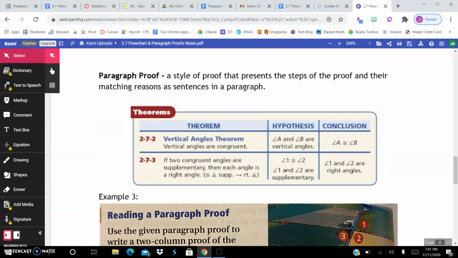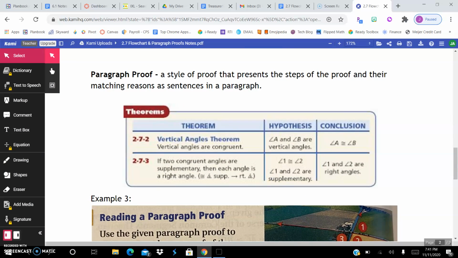And then we're going to talk a little bit about a paragraph proof. A paragraph proof is a style of proof that presents the steps of the proof and their matching reasons as sentences in a paragraph. So before we look at one of those, we have this vertical angle theorem. And we know that vertical angles are congruent. So if angle A and angle B are vertical angles, then angle A is congruent to angle B.